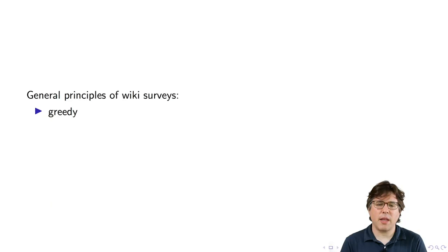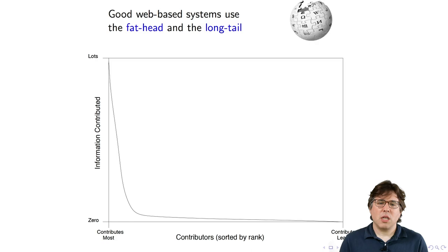The first is that they should be greedy. And let me explain what I mean by that. So good web-based systems have a very unequal amount of information that's contributed per person. That leads to what's sometimes called the fat head and the long tail.